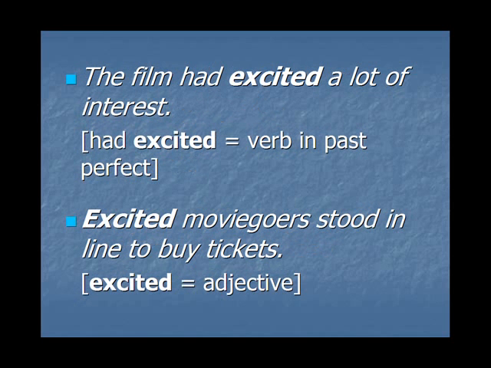Now consider these two examples. The film had excited a lot of interest. Excited here is part of the verb. Had excited is a verb in the past perfect. Second example. Excited moviegoers stood in line to buy tickets. The same past participle is now an adjective. It's modifying a noun. Excited describes moviegoers.